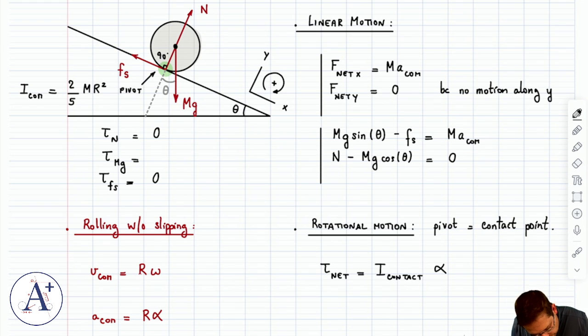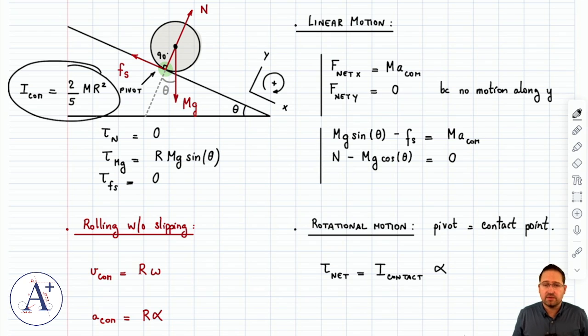If I only look at mg, it tends to want to rotate this thing like this, so it's going to be positive torque. The distance between my pivot and mg is the radius of the sphere, times the force mg, times the sine of the angle between r and mg, that's theta. So my net torque is going to be r mg sine theta. My moment of inertia is I contact, which is not this, which means I have to use the parallel axis theorem to find I contact.